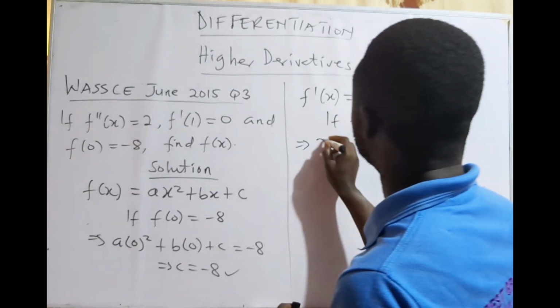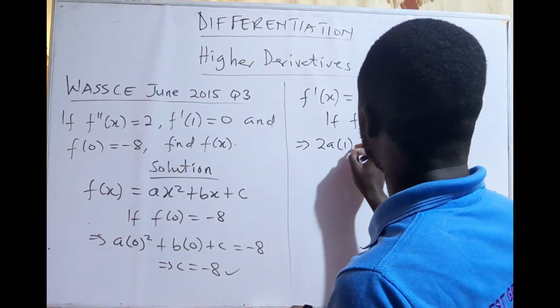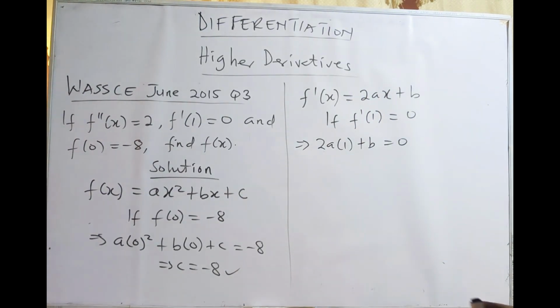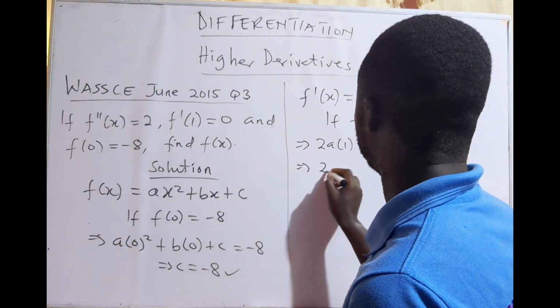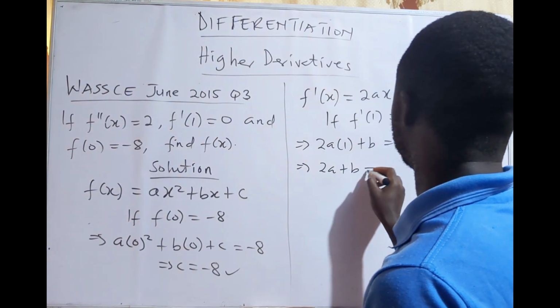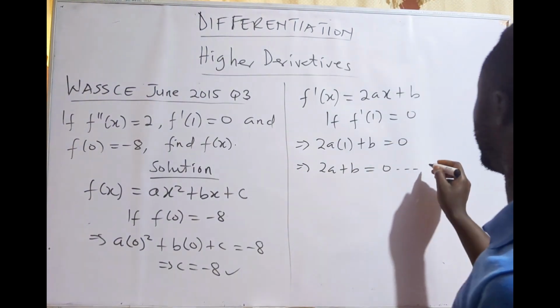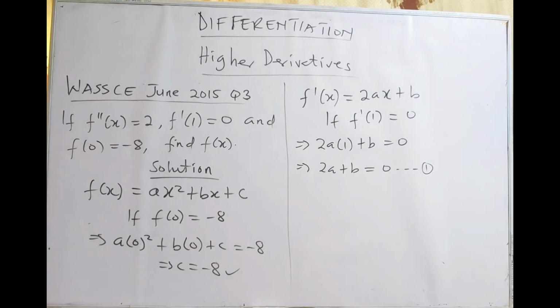All right, so 2a times 1 plus b is equal to 0. Wherever you see x, you substitute 1. So I'll have 2a plus b equal to 0. Since I don't know a, neither do I know b, let me put this one down as equation 1.